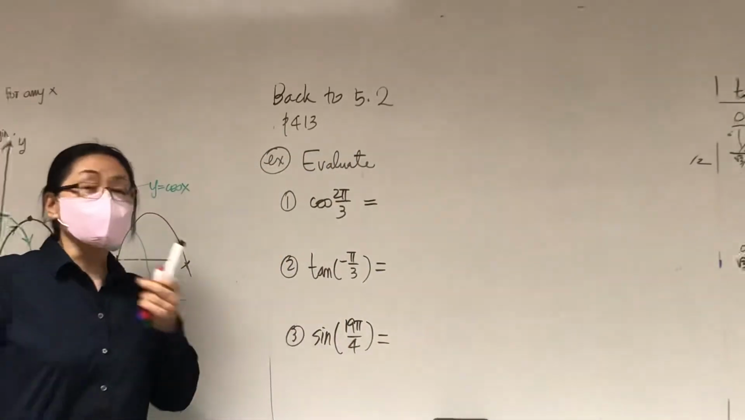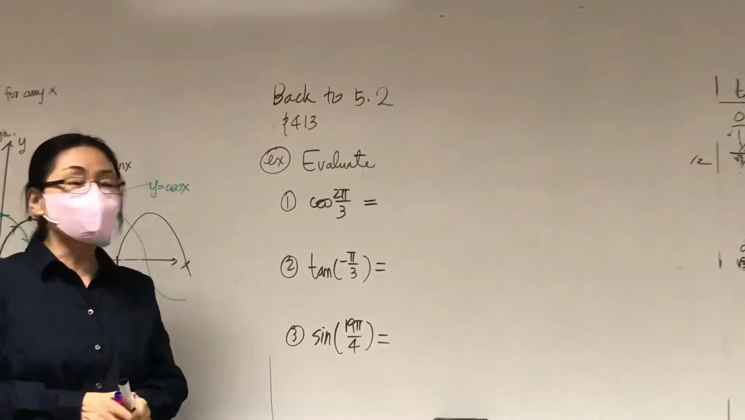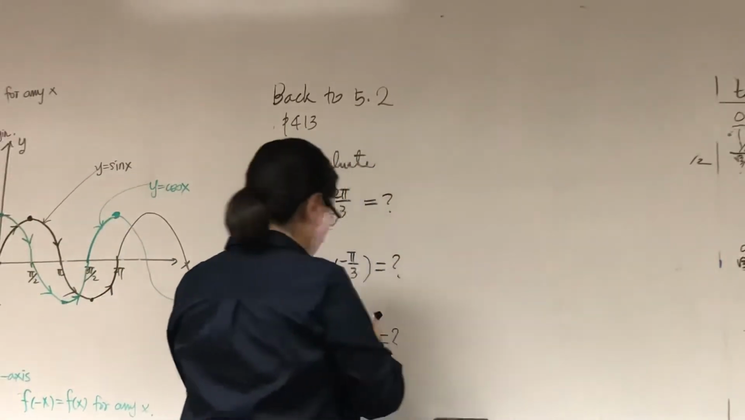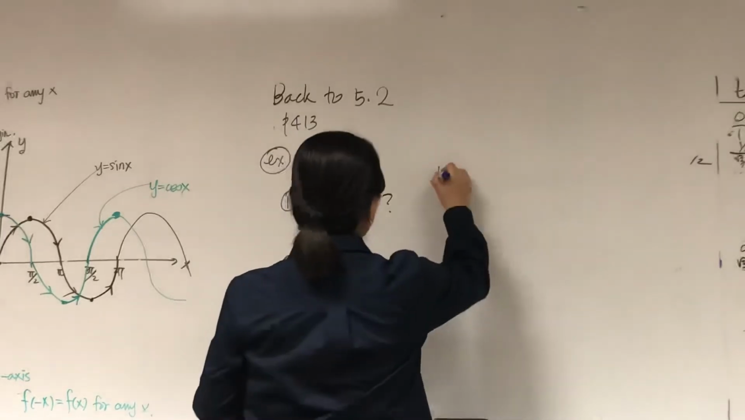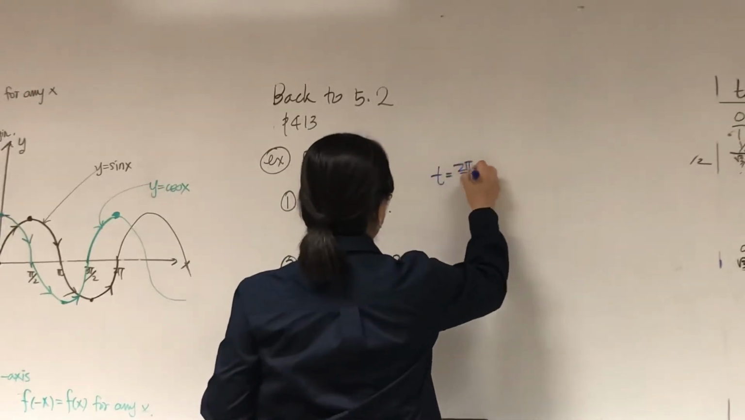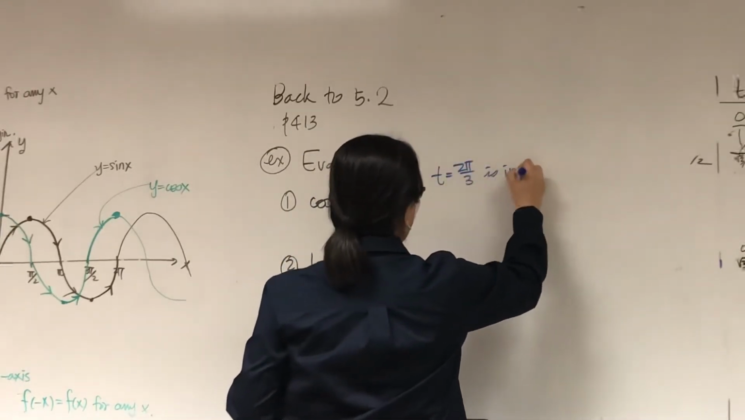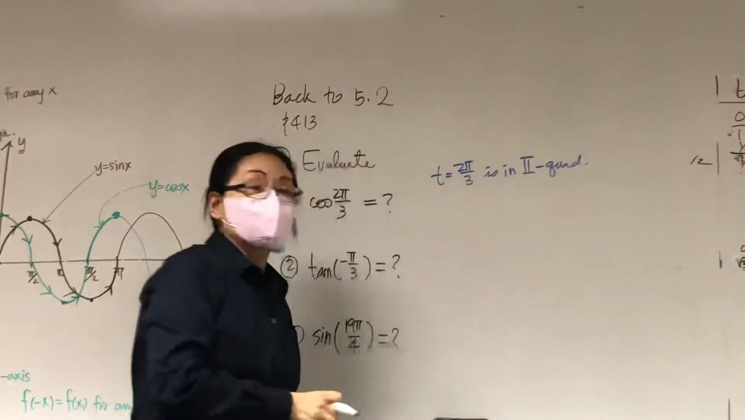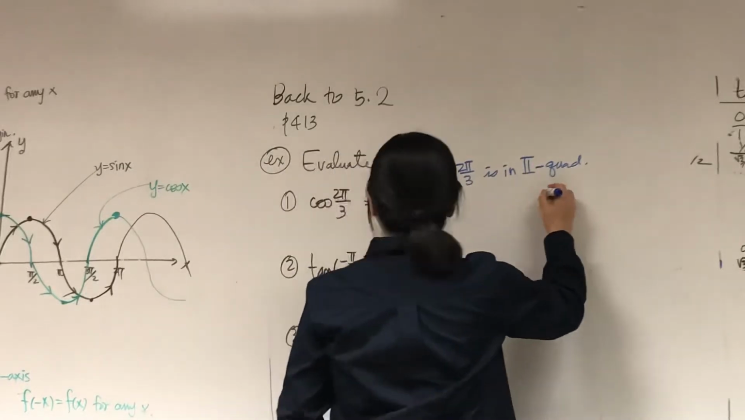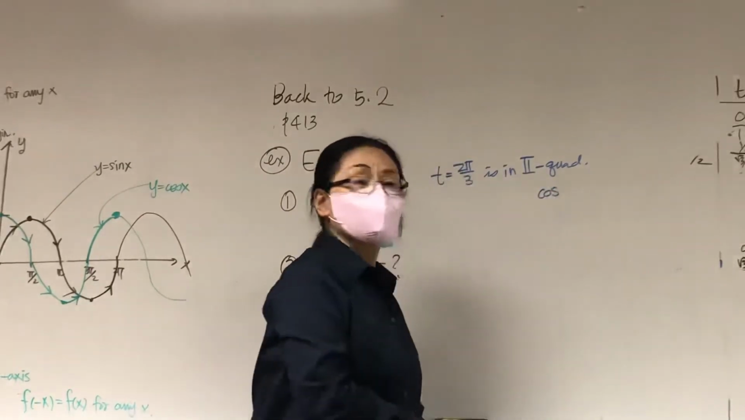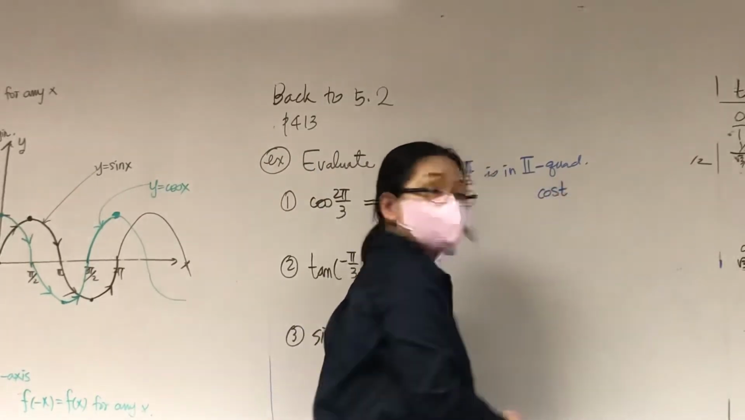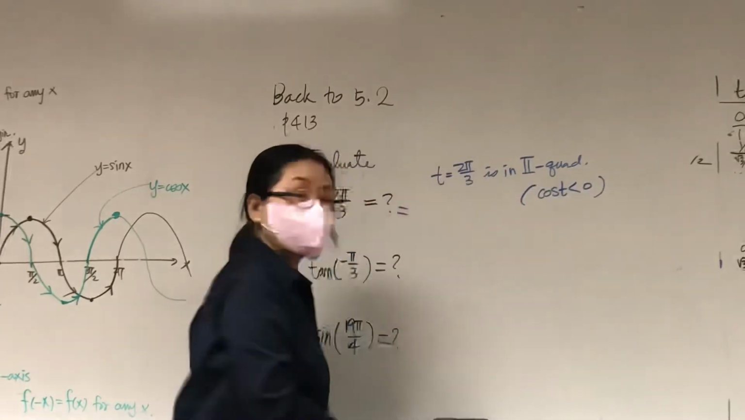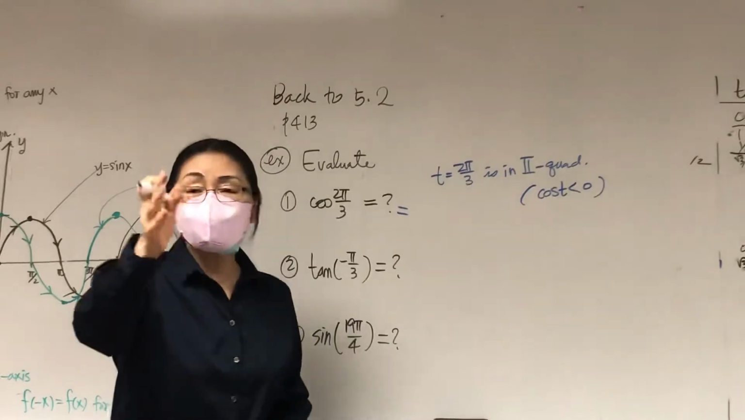Your t is given, right? Your t is in what? Radians. Which quadrant is your t in? Two. At the second quadrant, your cosine is what? Negative. So your answer will be negative. Go to the special triangle.